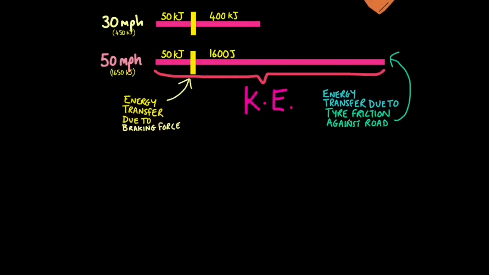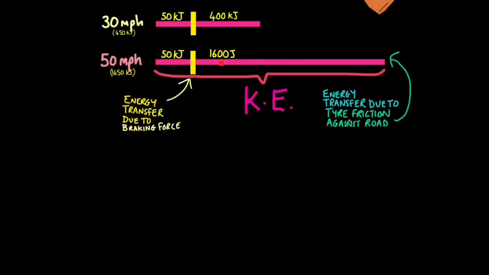Obviously, when you apply the brakes to the wheels, you create friction. Friction creates heat, so you're going to get energy transfer. But only so much. As I said, there's a maximum limit to how hard you can push the brakes. So let's say 50 kilojoules of that kinetic energy in the moving car can be transferred to heat as the car brakes. But obviously at 50 miles per hour you have way more kinetic energy.